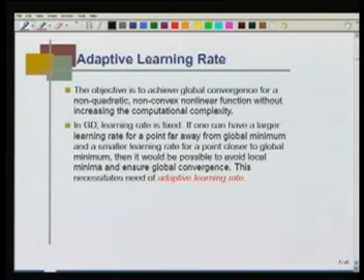the computational complexity. In gradient descent, the learning rate is fixed. If one can have a larger learning rate for a point far away from the global minimum and a smaller learning rate for a point closer to the global minimum, then it would be possible to avoid local minima and ensure global convergence. This necessitates the need for an adaptive learning rate.